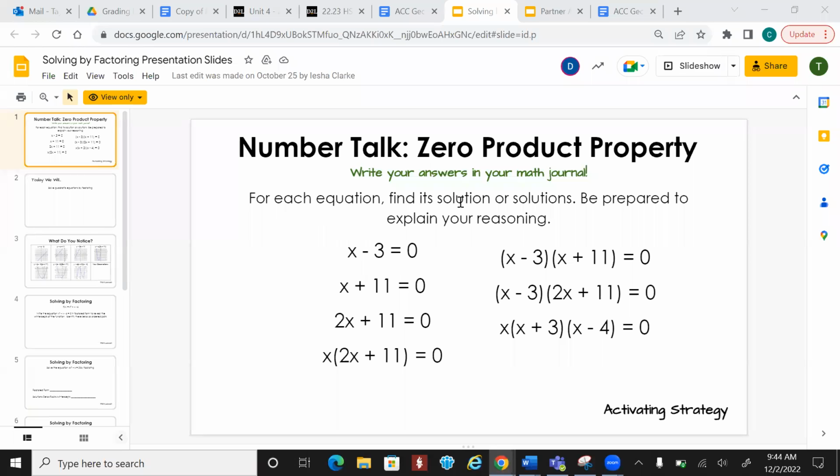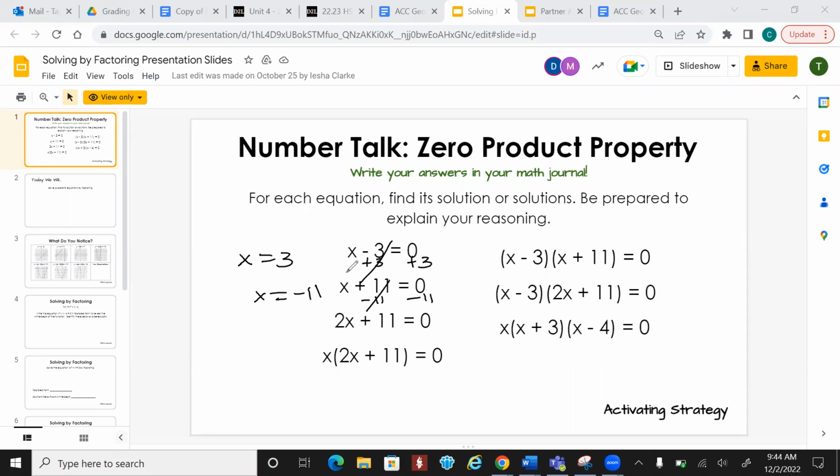property. So for each equation, find its solution or solutions. Okay, so if we were solving this first one, we would first add 3 to the other side. And so that would equal x equals 3, right? Pretty simple, right? Okay, same thing with the next one. We would subtract 11. That would be x equals negative 11.